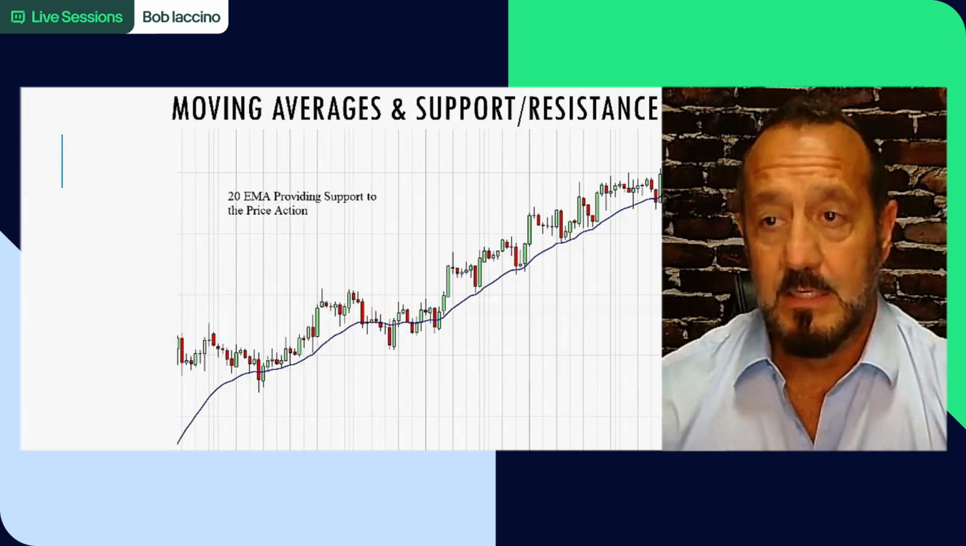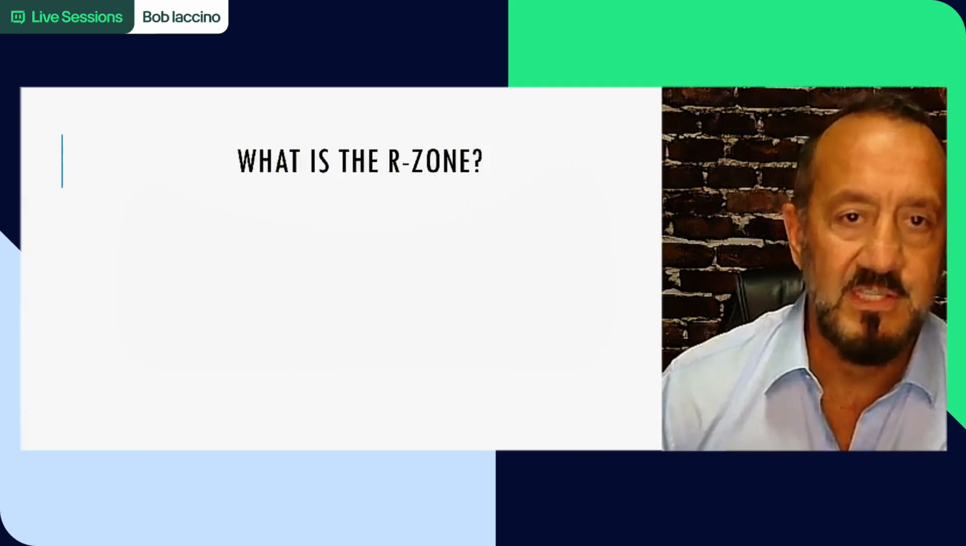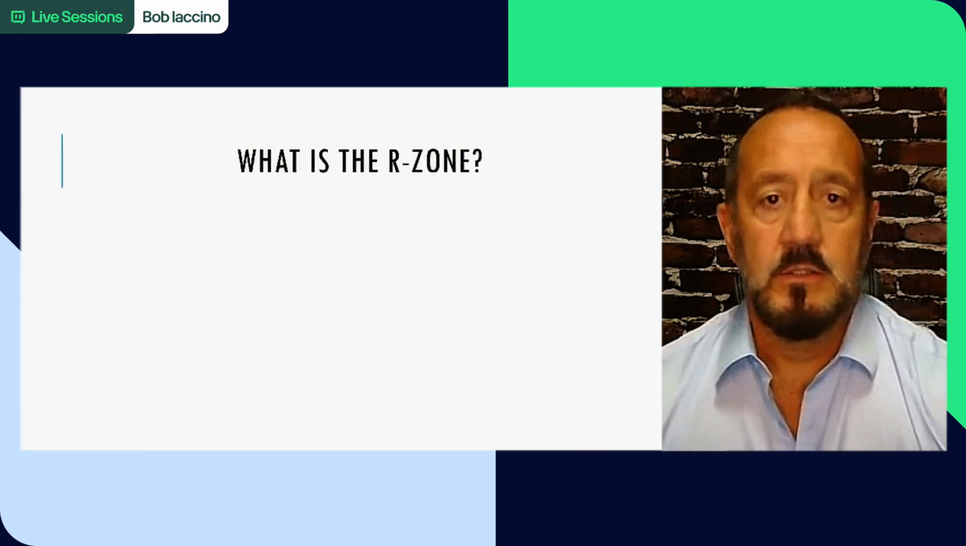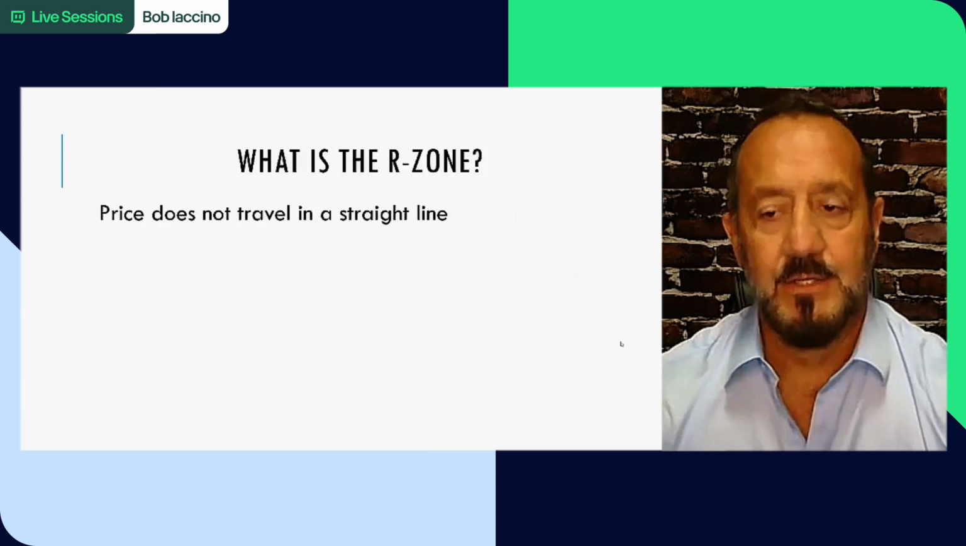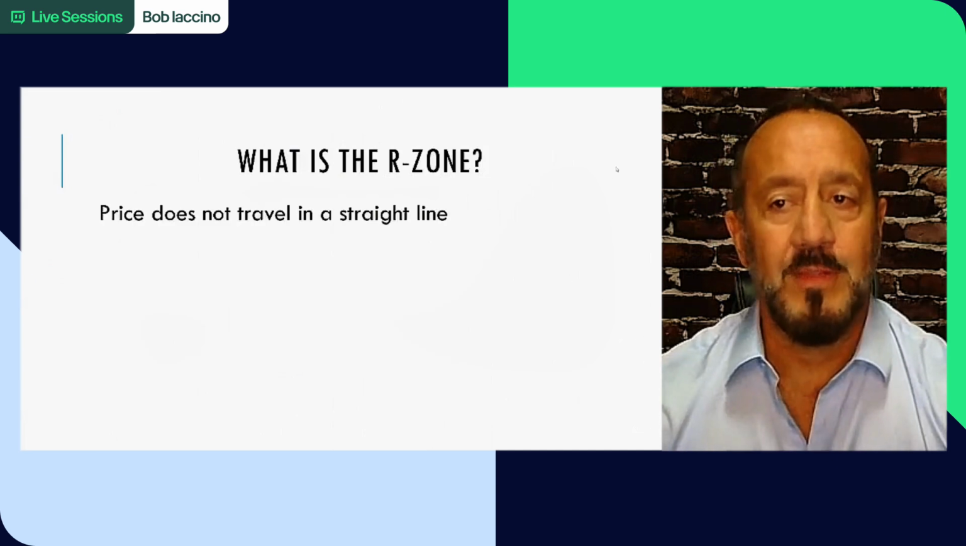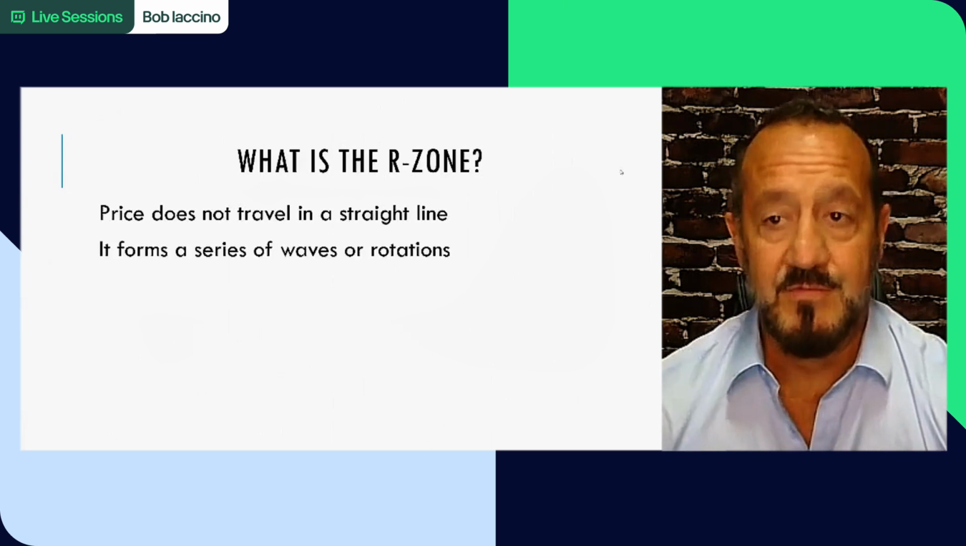These are areas, not absolute brick wall stop prices. So what is the R zone? Price does not travel in a straight line. I think if you don't know that by now, you're in the wrong business. It forms a series of waves or rotations.